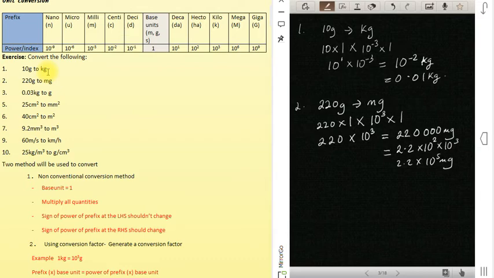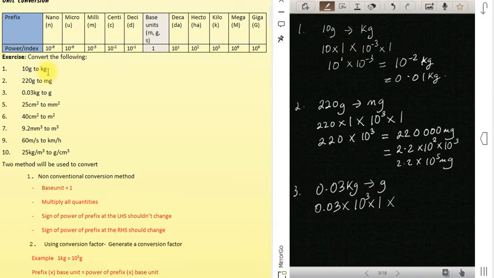Okay, question number 3. We have 0.03 kilogram to gram. Okay, now that means we have 0.03 times a prefix. Prefix kilo means 10 to the power of 3, so there's no need to change the sign since it is on the left hand side, times the base, which is 1, times another base 1.